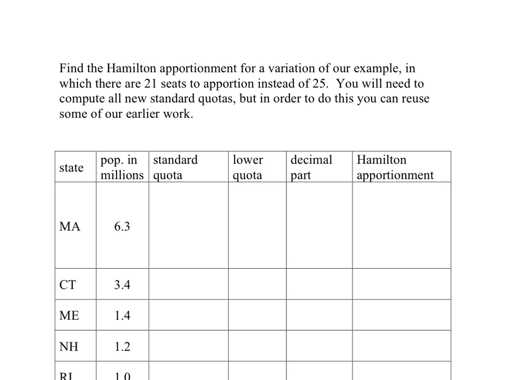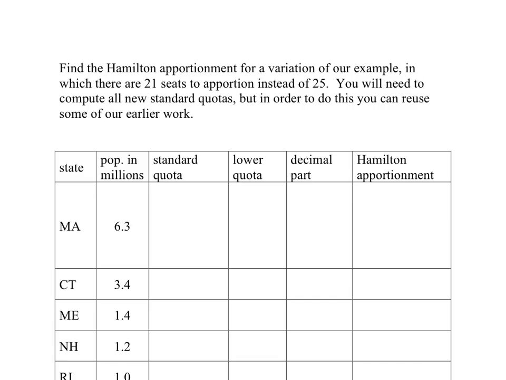This is video number 6 on apportionment. Our task now is to find the Hamilton apportionment for the same example as before, that is, the same states and the same populations, but now with 21 seats instead of 25. To do this, we need to recompute all the standard quotas. But don't despair, we've already done most of the hard work.